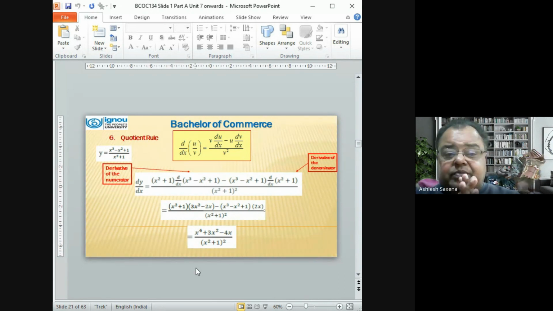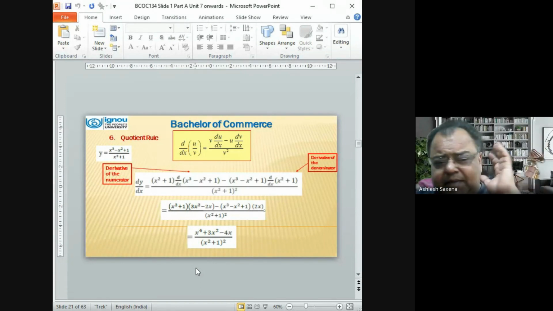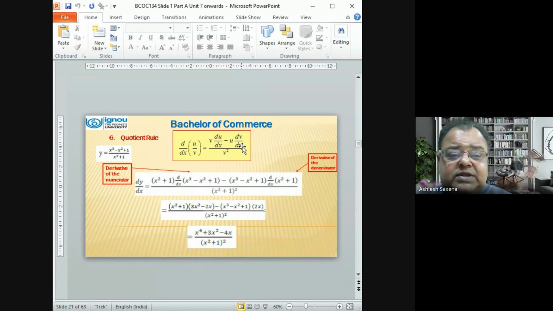I'm repeating the quotient rule because we will be using it across many numerical parts. In many questions and many concepts, we will be using this quotient rule and product rule. Derivative of u by v form problem is, first of all, you have to write the square of the denominator, multiplied by derivative of the numerator, minus numerator into derivative of the denominator. This is what is written in the yellow box, the quotient rule.